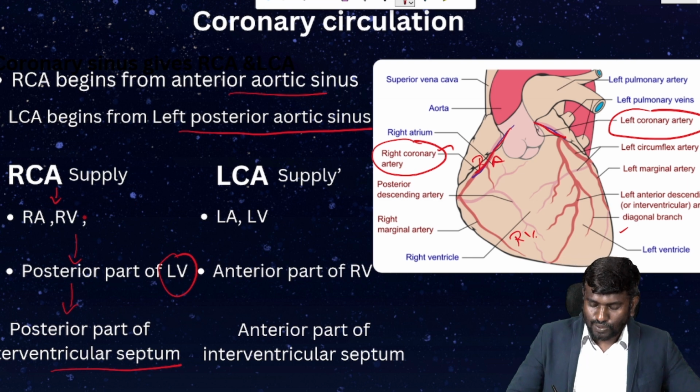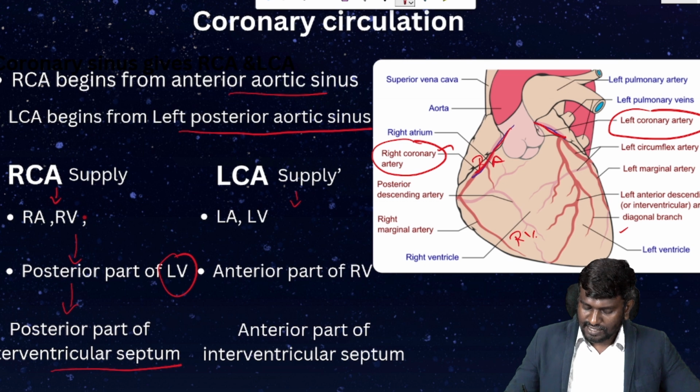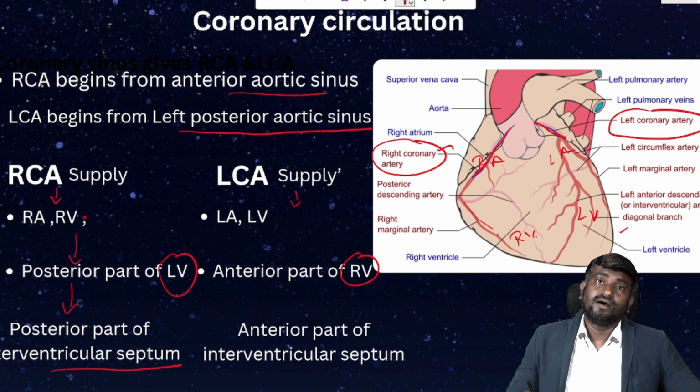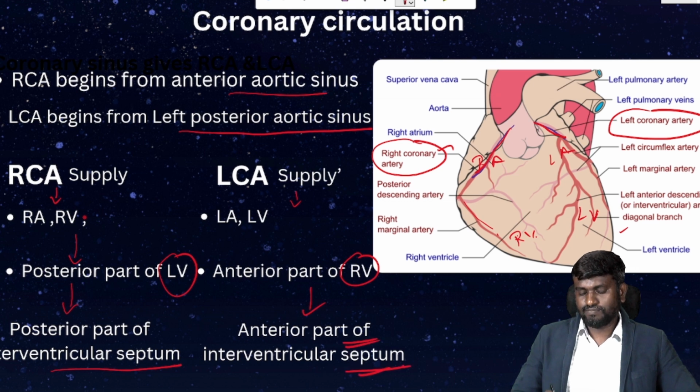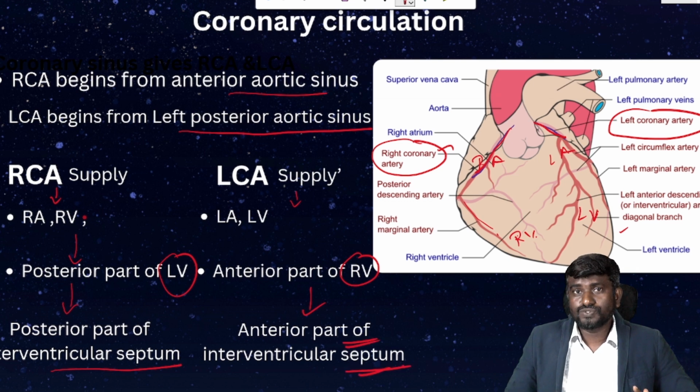Good. Now, LCA, the left coronary artery, supplies the left atrium and also the left ventricle. Yes. Along with that, it supplies the anterior part of the right ventricle, and also the anterior part of the interventricular septum. Hope you are not confused.